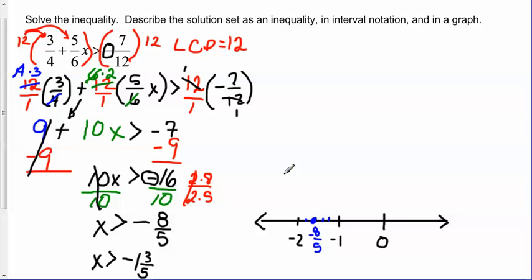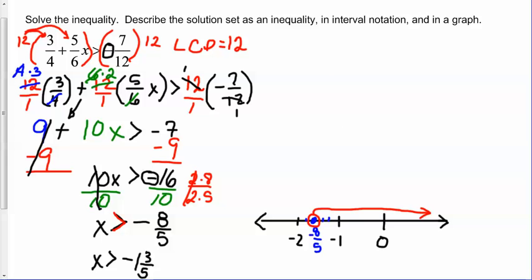Now we can go ahead and create our graph. So we know we're looking for the x's that are greater than negative 8/5. It doesn't have an or equal to, so we're going to use the open circle. And we're looking for the greater than. Notice that my arrow is pointing to the right. So that means I'm going to be going to the right on my number line as well. So there would be my graph for our solution set.